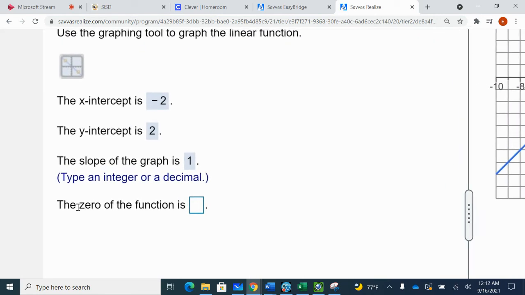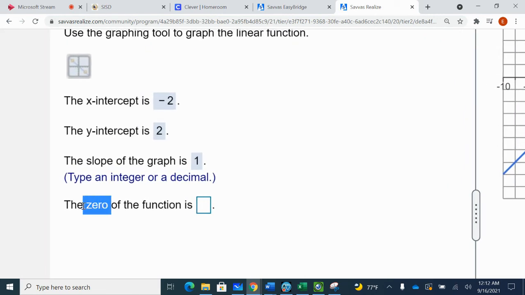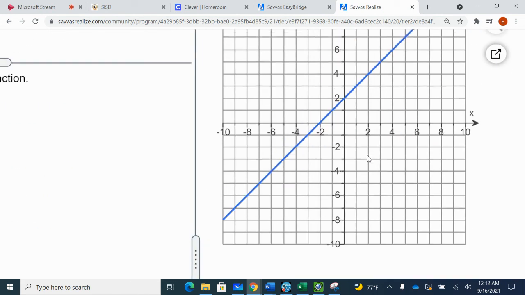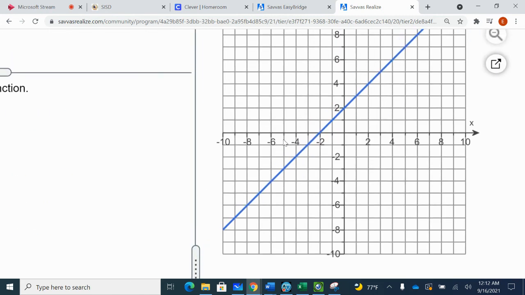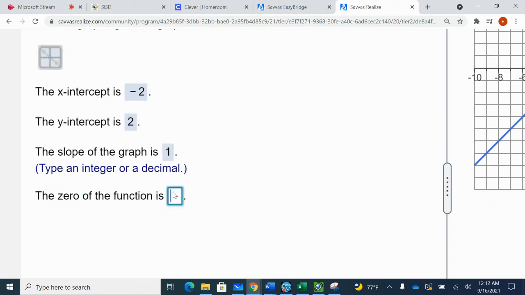Now this is a new vocabulary. What is the zero of the function? This is nothing more than a fancy word for x-intercept. That's all it is. So go back over here. What is the x-intercept of this graph? It's where the graph crosses the x-axis. So it is negative 2. So remember, x-intercept now has a new name that we can use, which is known as the zero. So zero is just a new word for x-intercept. All right. And there it is.